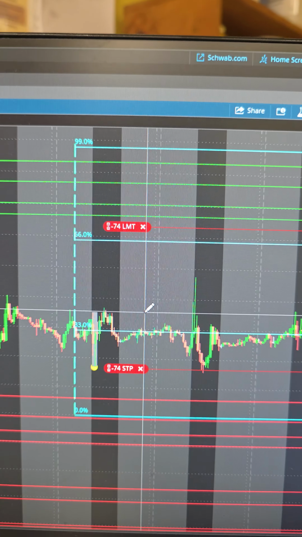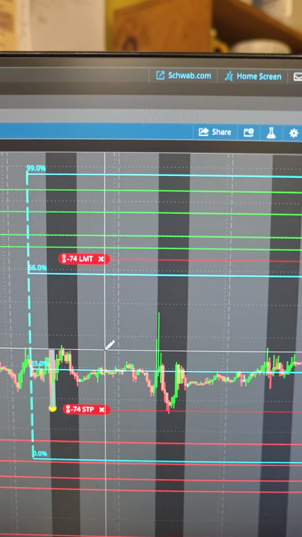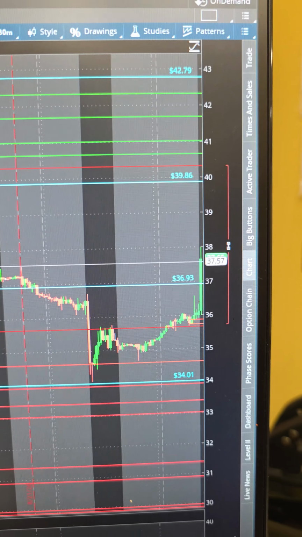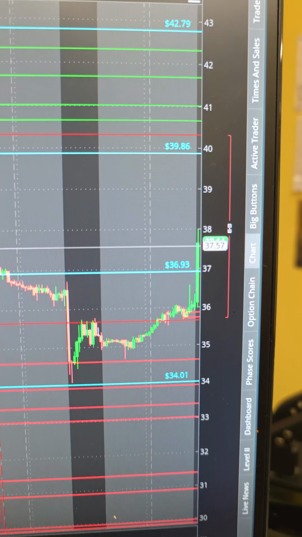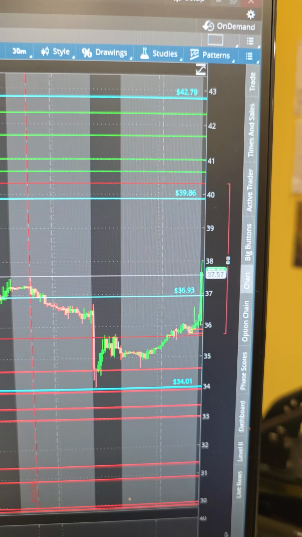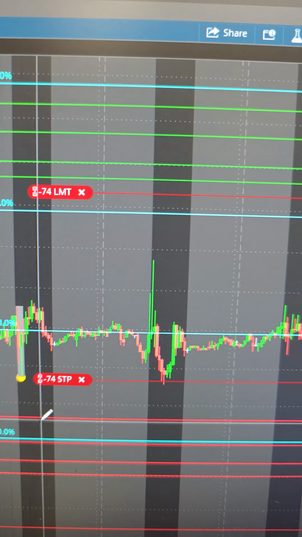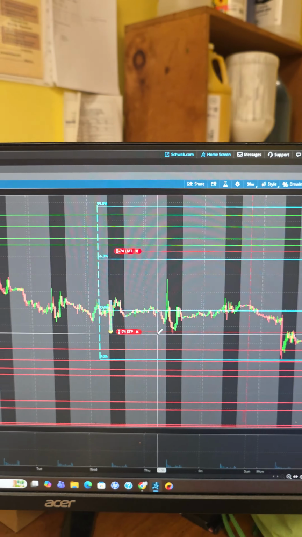Okay, so that's the OCO bracket, order cancel order within the curve. Price is moving well. Everything is going as planned. And once it starts to create new zones, I'll adjust my stop to lock in profits.